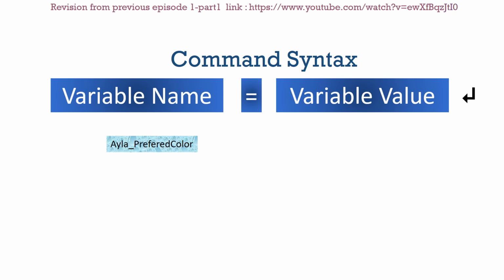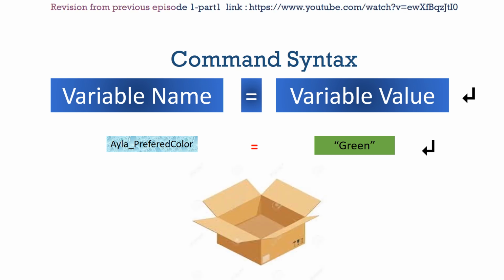Variable value will be something like green. The equal sign is used to assign the value, which is green, to the variable, which is Isla_preferred_color. Once we press enter, the system will create something similar to a box and label it with Isla_preferred_color. Then it assigns green inside the box.